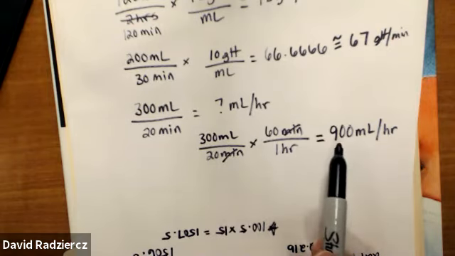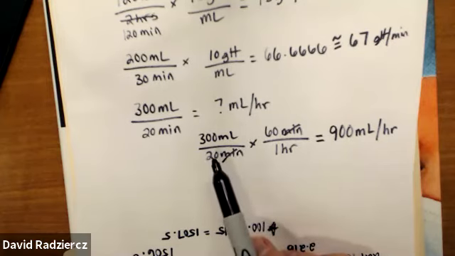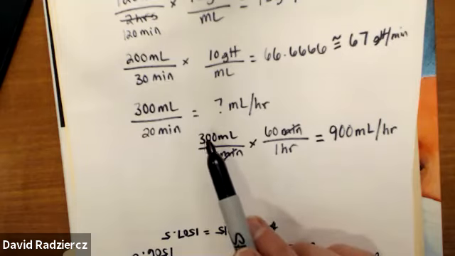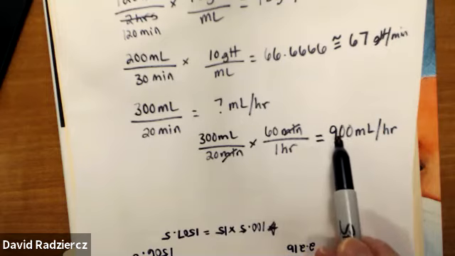So you can do that a number of ways. You can do that with 15 minutes. How many 15 minutes are in an hour? 4. So if that's what this was, we would program 4 times 300. It would be 1,200 milliliters per hour.